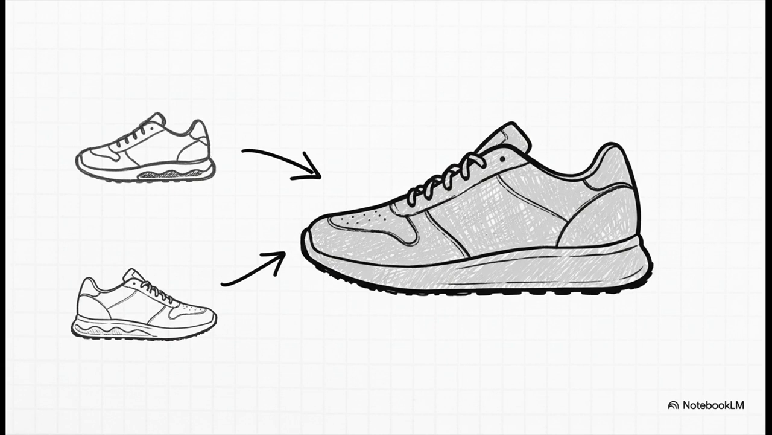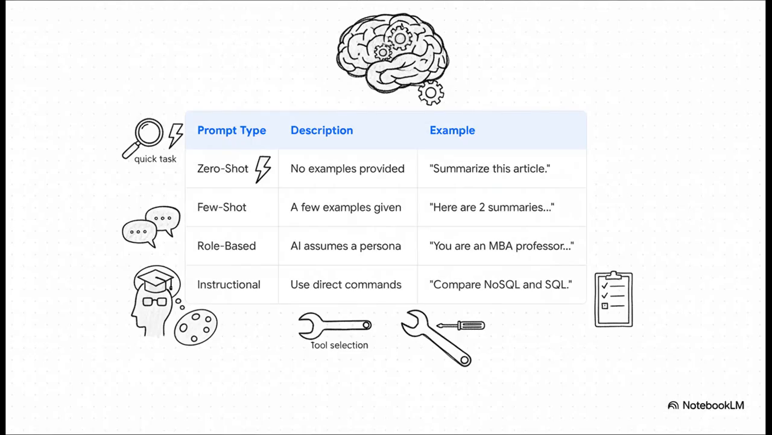This gives it a clear benchmark for style and quality, guiding it to create something that's actually in line with what we're imagining. And that few-shot technique, that's just one tool in the toolbox. Like for something really simple, say summarizing an article, a 0-shot prompt is totally fine. You give it 0 examples, you just tell it what to do.